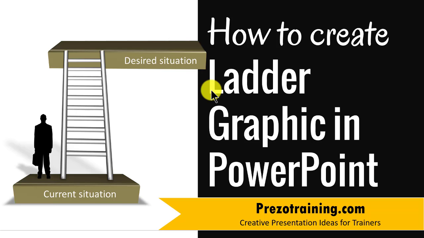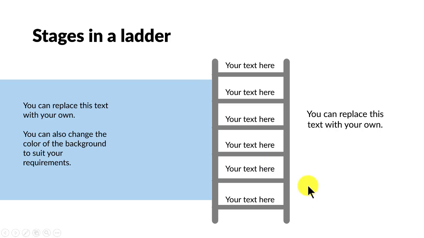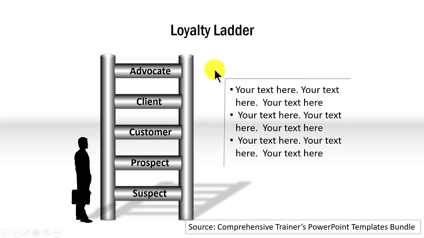What are some of the concepts that come to your mind when you think about a ladder? First, a ladder is a simple representation to show something that takes you from where you are to where you want to be. You can also think about the various rungs of the ladder to represent something. You can also represent standard marketing concepts like loyalty ladder, which shows how someone progresses from being a suspect all the way till the point of becoming an advocate for your product. So let us learn how to create this useful graphic from scratch.